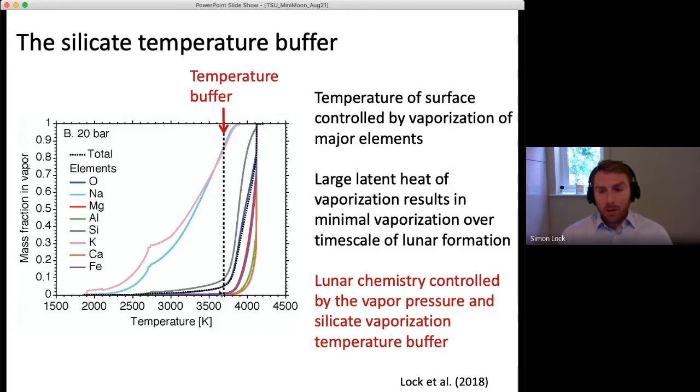But what's important here is that because we're being governed by the vaporization of the most refractory, the major elements, when you're starting to vaporize the bulk of your material, most of the moderately volatile elements are still in the vapor. And so the moon ends up losing most of its moderately volatile elements, not incorporating them into the moon.